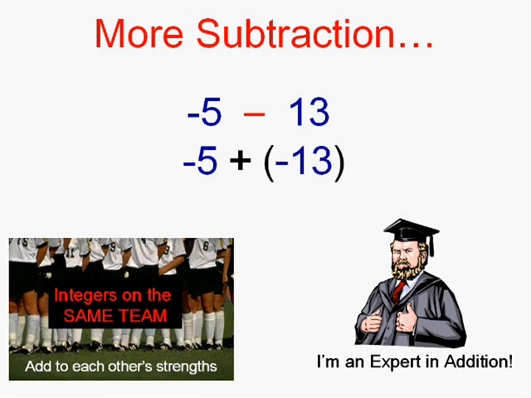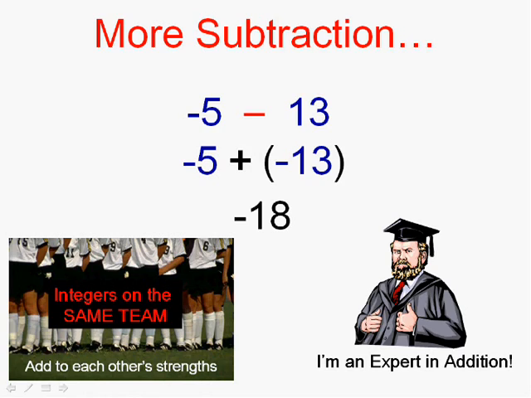Remember, when two integers have the same sign, they just add to each other's strengths. Negative 5 plus negative 13 is negative 18. And there you go. Let's do another.